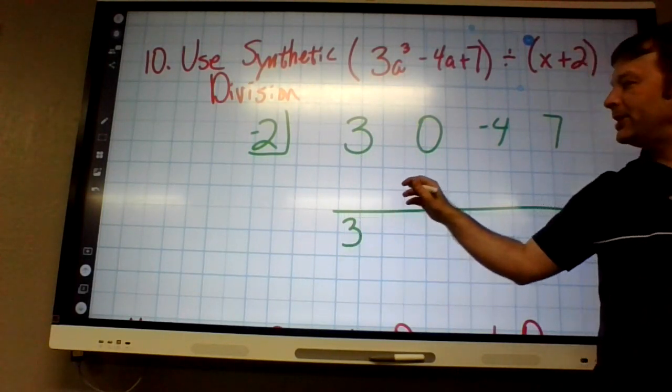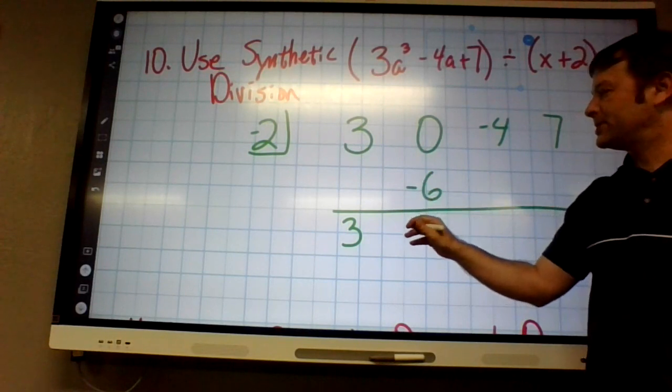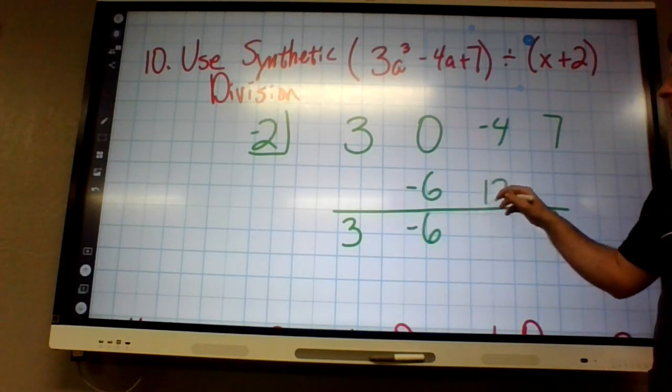Push it at an angle. Add down, multiply up, multiply by the number in the box, add down, multiply up.